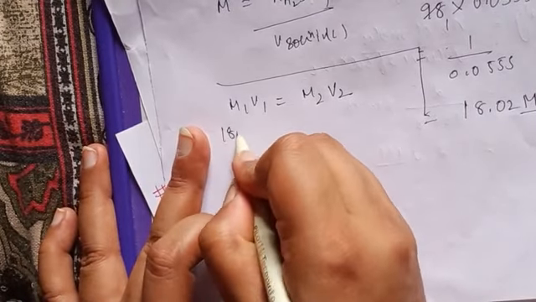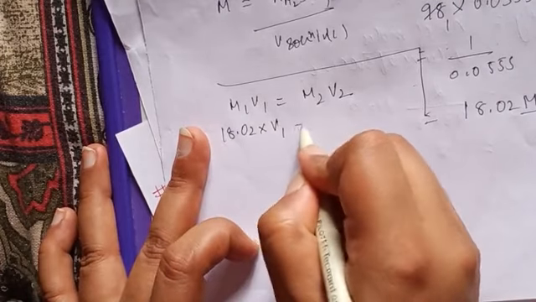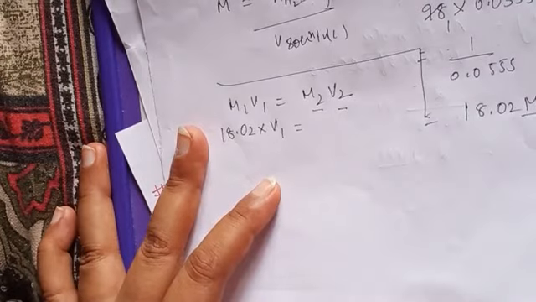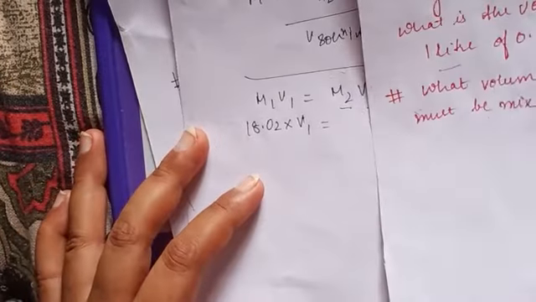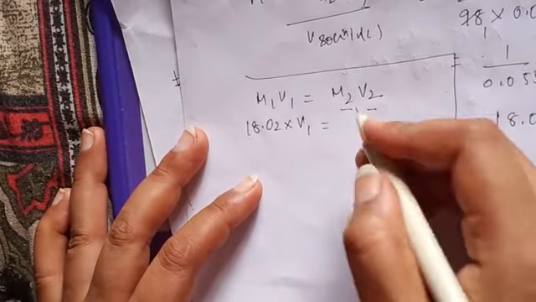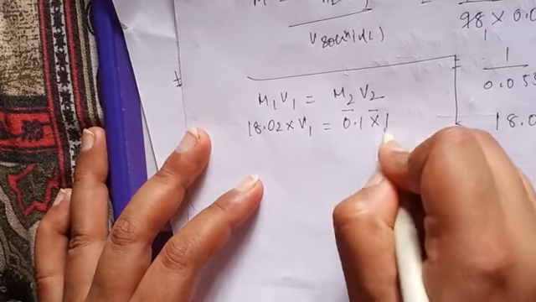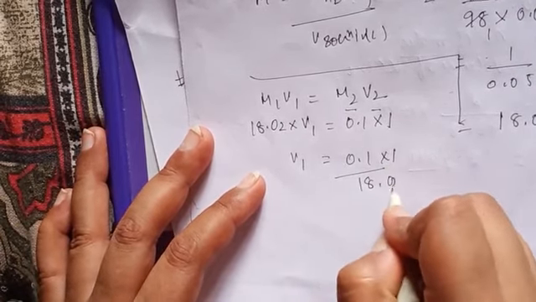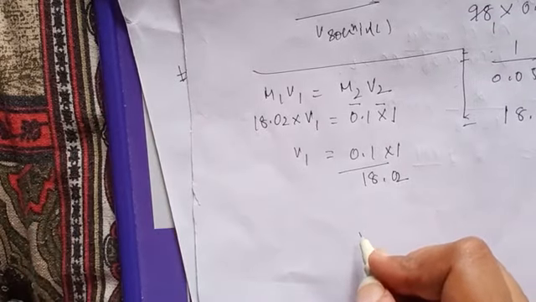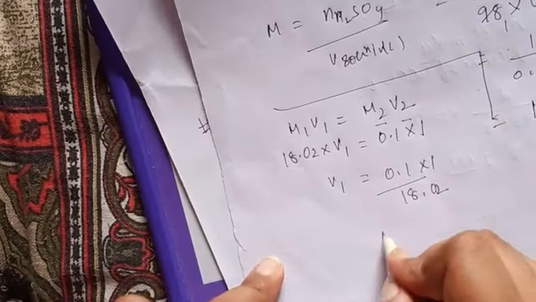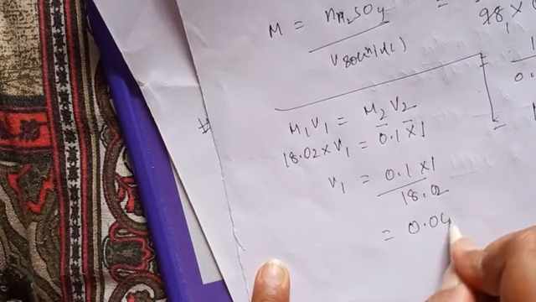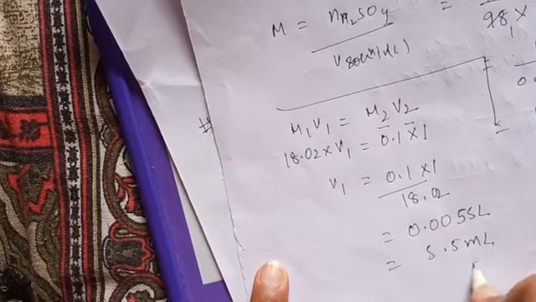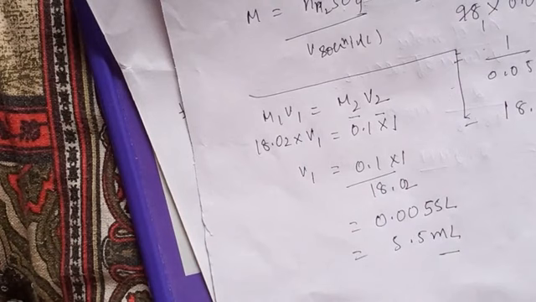M1 is 18.02. We do not know how much volume is needed to dilute it, but the second molarity and second volume are already given, that is 1 liter of 0.1 molar. So V1 is equal to 0.1 into 1 divided by 18.02. After solving it, we need 0.0055 liter, or you can say 5.5 milliliter.